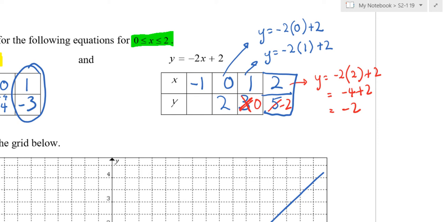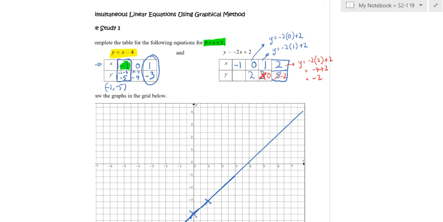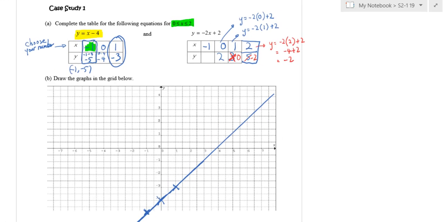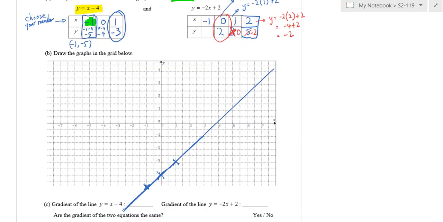Now look at the graph now. I want to plot the 3 points. Let me use the red color. 0 and 2 here. Next one, 1 and 0 here. Next one, 2 and -2 here. Can you use the ruler? Join the 3 points.